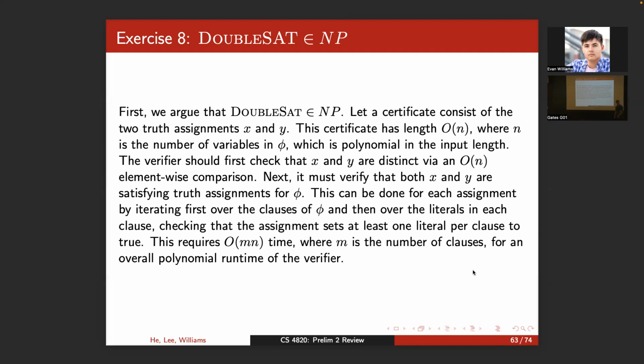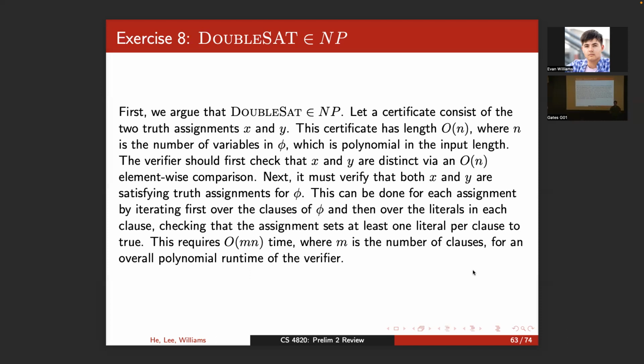Yes. When you're checking against each clause, can't we just bound the number of literals in each clause? Yeah, that's why it's mn. For 3-SAT, you could say it's 3 in every clause, but in this case you can't. If you have duplicate variables, they don't matter, because they have the same value.